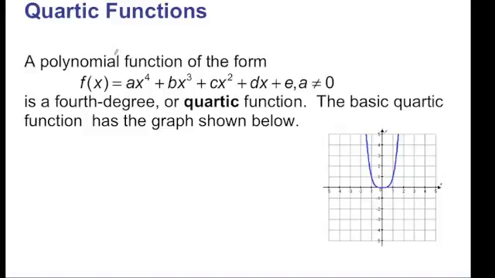Now we're looking at quartic functions. This is a polynomial function in the form ax to the fourth plus bx cubed plus cx squared plus dx plus e with a not equal to 0. Again, a not equal to 0, so we have an x to the fourth term. It's a fourth degree or quartic function. The basic function looks like this. You might notice it looks like a parabola with a fatter bottom. This is y equals x to the fourth.